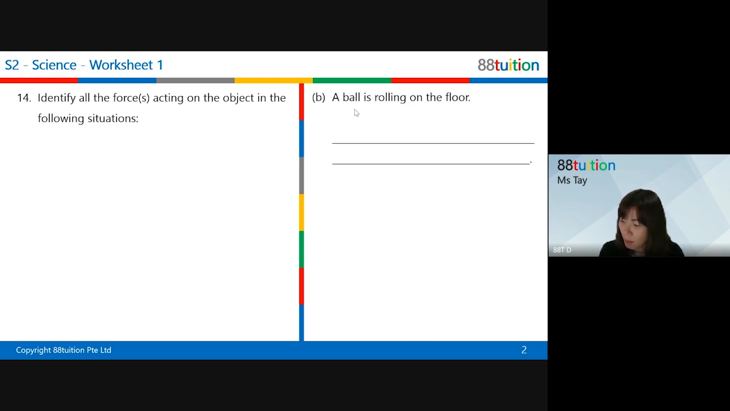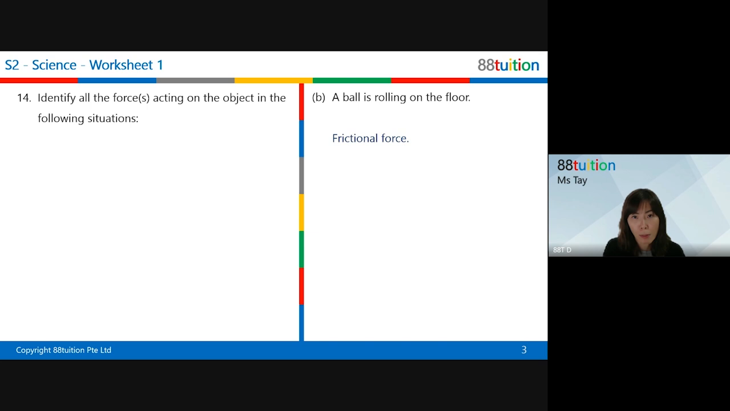All right, next one. A ball is rolling on the floor. Ball rolling on the floor, frictional force. Now, you put down gravitational force, and then Hannah, you also put down gravitational force. What do you all think? Identify all the forces acting on the object in the following situation. All right, what are the forces that are acting on the object?